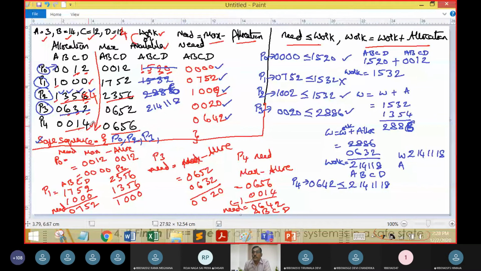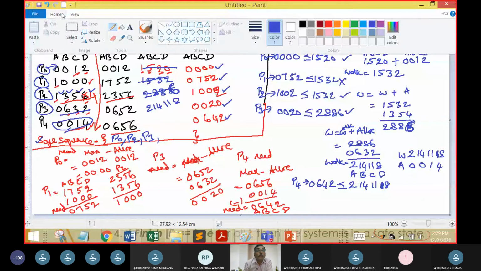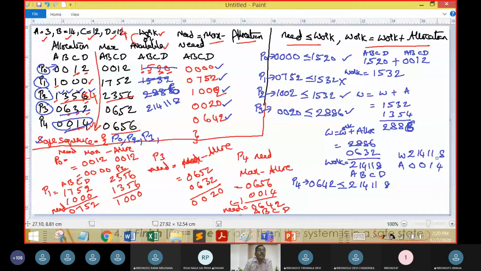So this is 8, right? This is not 18. So this is 8 here. So I will take an eraser here. This value was only 8, not 18. So 6 plus 2 is 8 here. So we are going to have 0014.